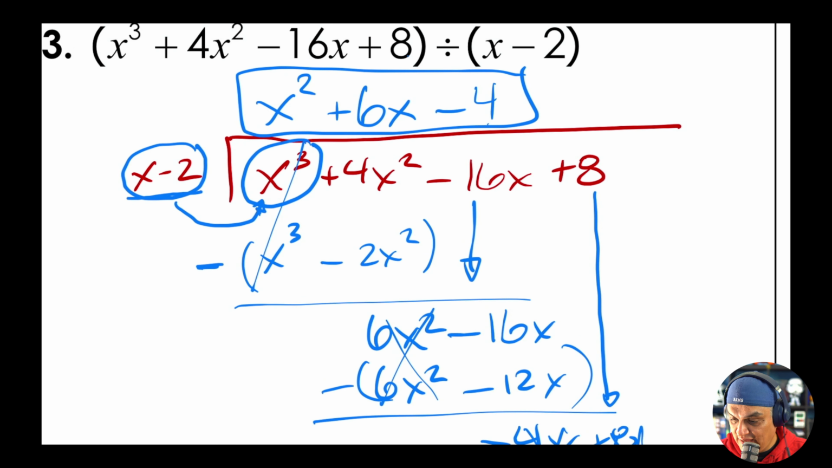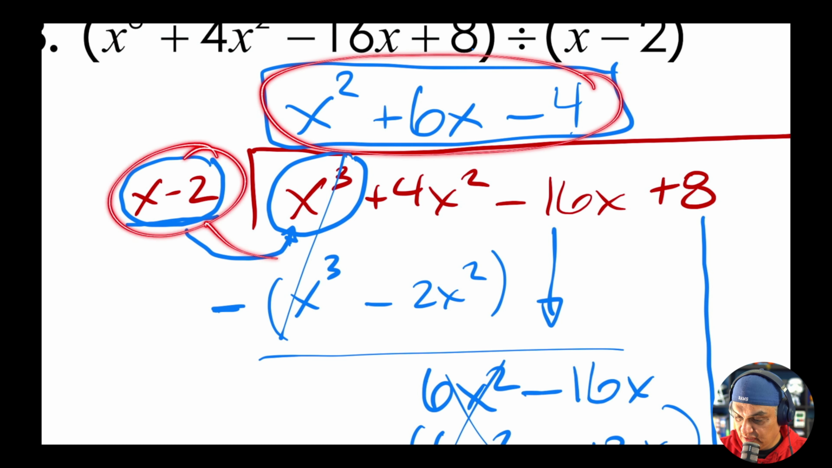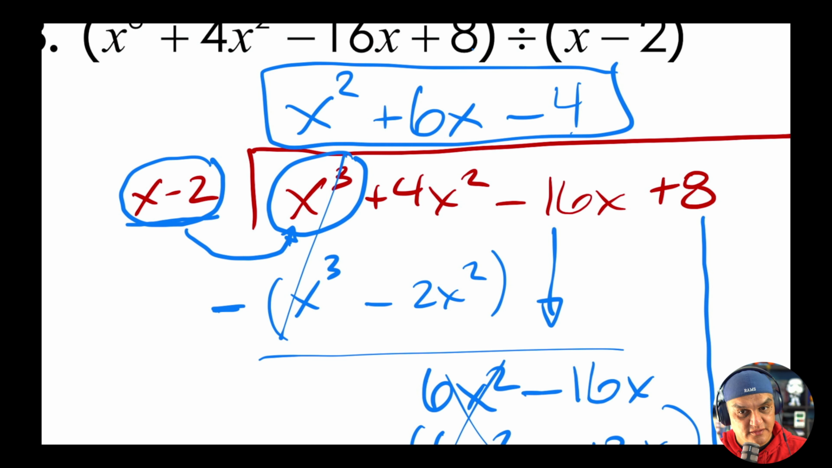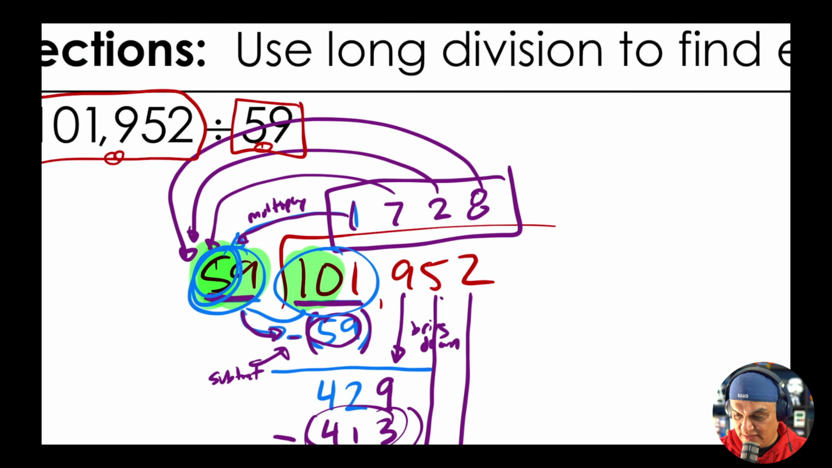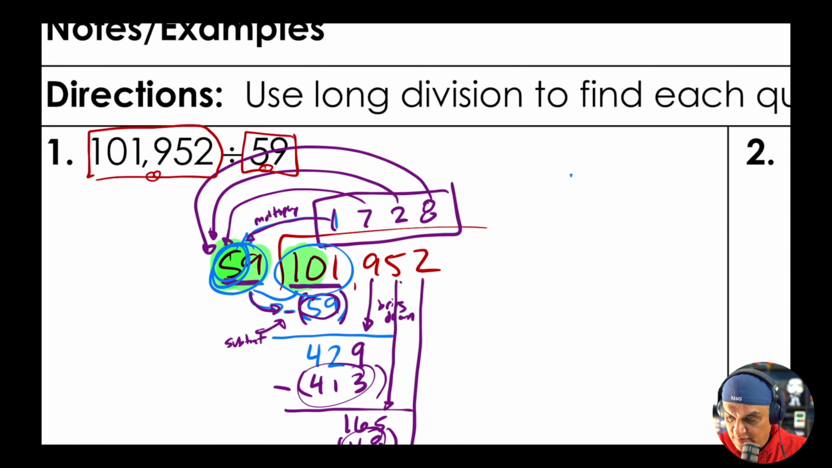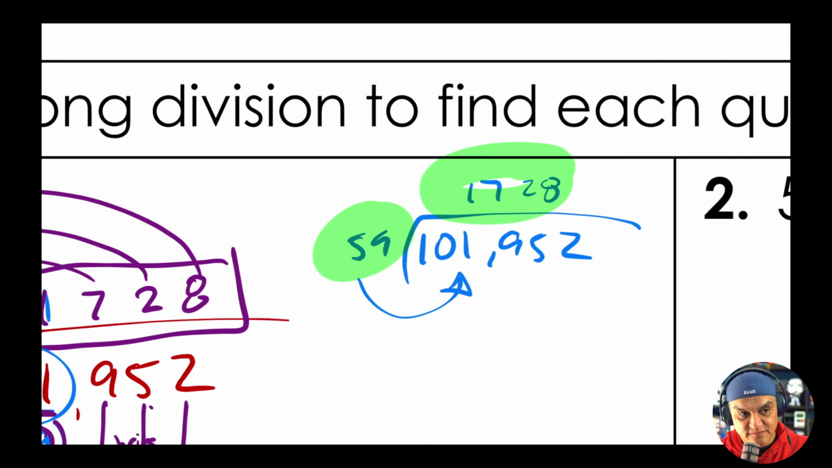And so what does that mean? That means this times this will give me that. Huh? What do you mean, mister? Okay, let's go back. When you're confused, if you don't understand, let's go back. When we divided 101,952 by 59, and we got 1728, right? When we did that, that just means this times this gives me that, right? That's why we're dividing, because when we divide, we're trying to figure out what multiplied by what we're dividing by to get us that answer.